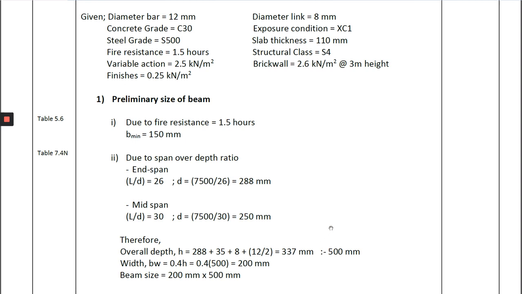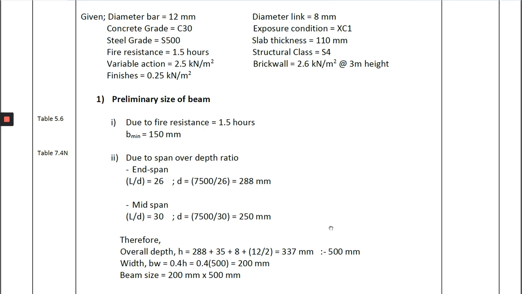You may assume the height of the beam is 400 or 450, it is up to you. In my case, I assume the size is 500. I would like to have more because it is a flange beam, because the height of the beam includes the height of the slab thickness.